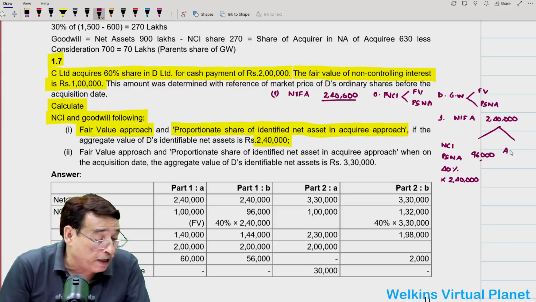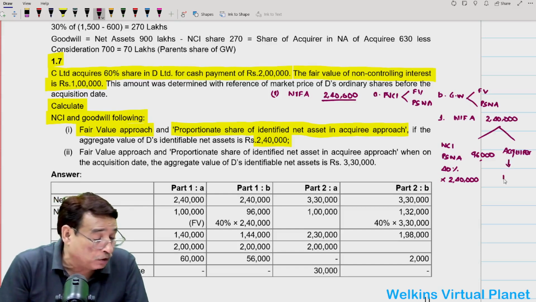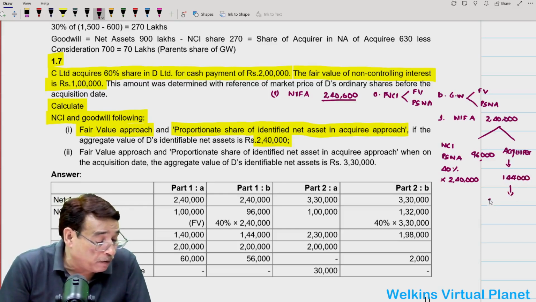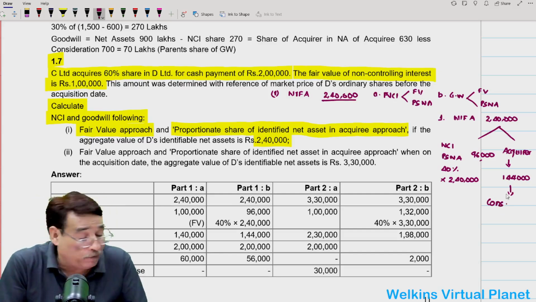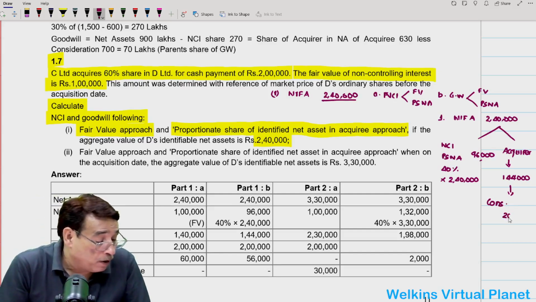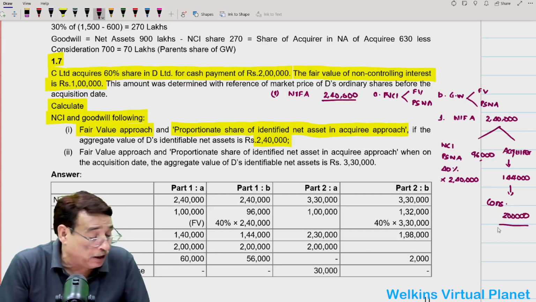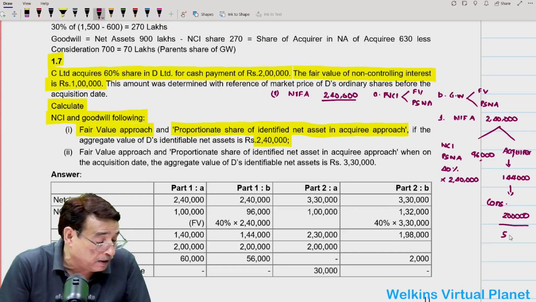That means the acquirer share will be equal to 1,44,000. Now I will compare it with the amount of consideration. The amount of consideration is given as 2 lakh. Because the amount of consideration is 2 lakh, which is more than the share of net assets, in this case there is goodwill.